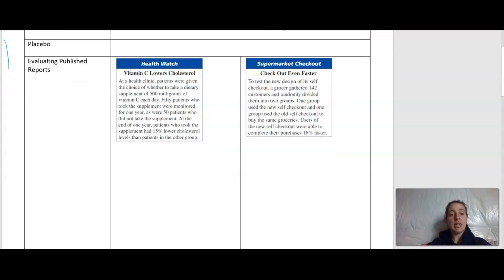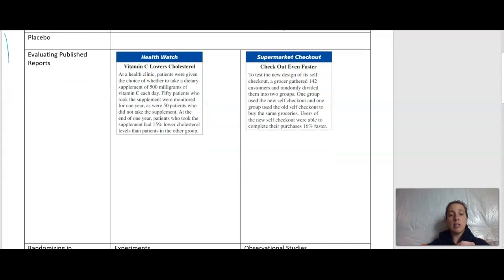Okay, so here's that first example, evaluating published reports. At a health clinic, patients were given the choice of whether to take a dietary supplement of 500 milligrams of vitamin C each day. 50 patients who took the supplement were monitored for a year, as were 50 who did not take the supplement. At the end of 1 year, patients who took the supplement had 15% lower cholesterol levels than the patients in the other group.